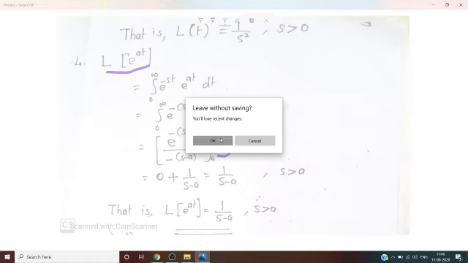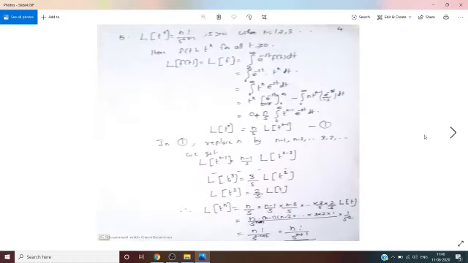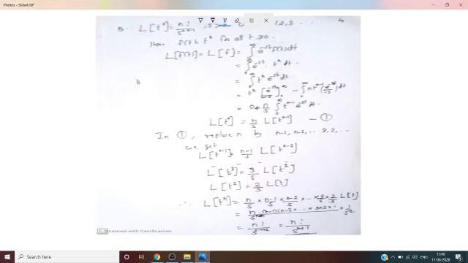Next is Laplace transform of t raised to n. Laplace transform of t raised to n is n factorial by s raised to n plus 1 for s greater than 0. Here we take f of t equal to t raised to n. Then L of f of t equal to integral 0 to infinity e raised to minus st into f of t dt.